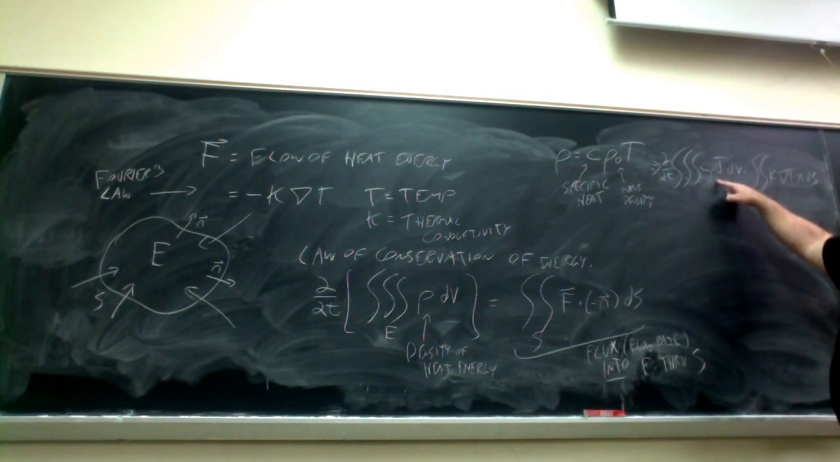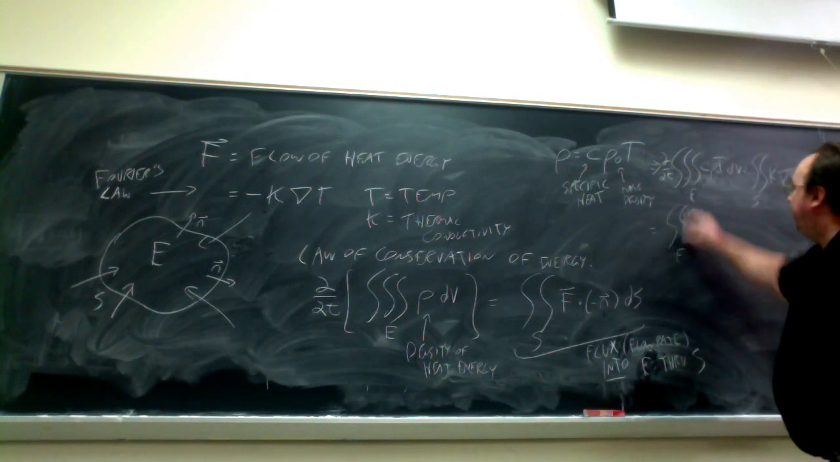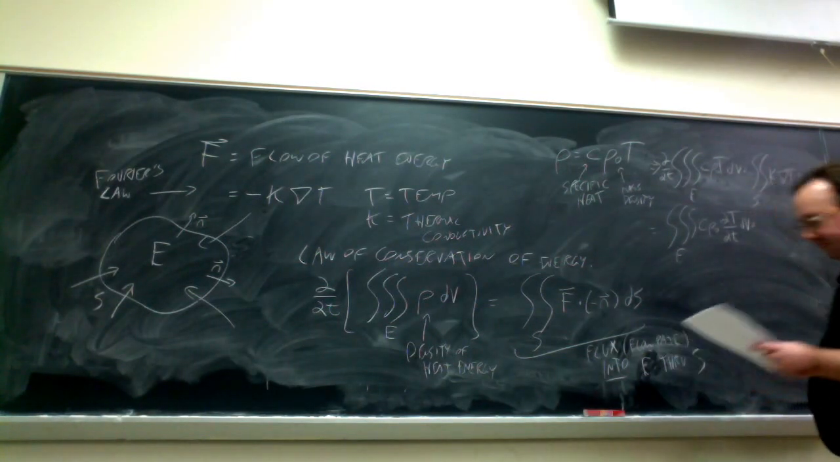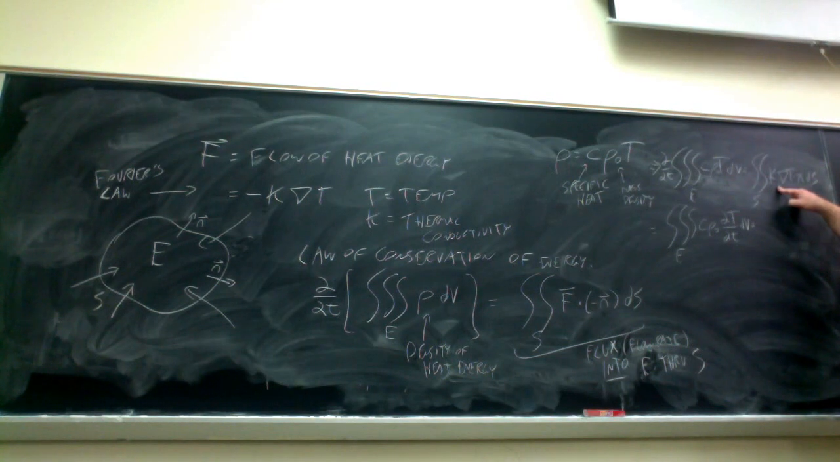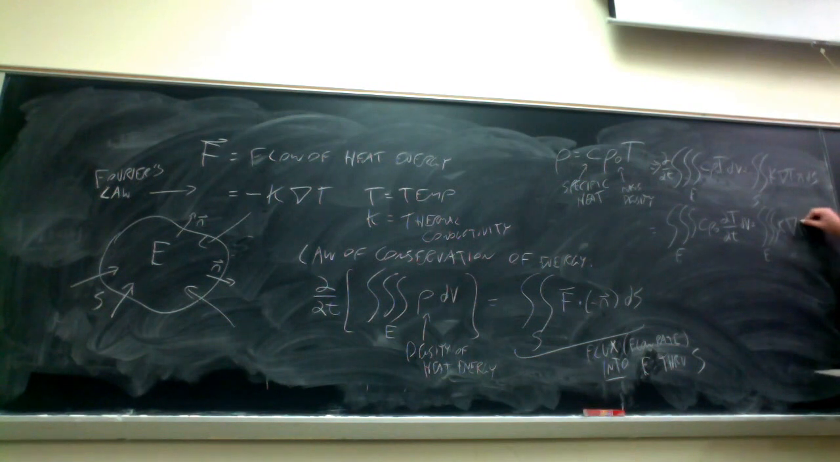But now, C is a constant, rho naught is a constant. So I can take this time derivative and move it inside. Also, here I can apply the divergence theorem to this. So this is the integral also over the interior. K is a constant, so I have the divergence of the gradient.